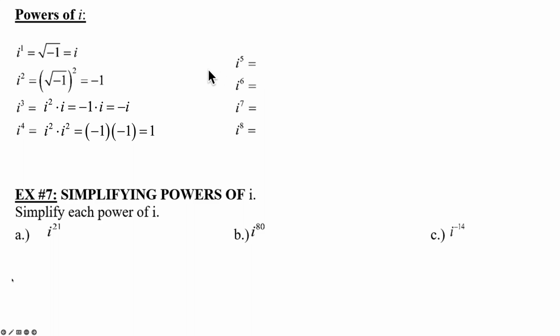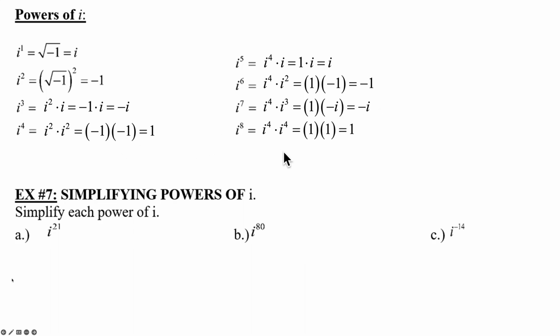i to the fifth. Use what I've used. i to the fourth times i to the first. Wait, i to the fourth was a 1. 1 times i. i to the sixth, i to the fourth times i squared. 1 times negative 1, negative 1. All right, you know where I'm going. i to the seventh, i to the fourth times i to the third. i to the third was negative i times 1, negative i. i to the eighth, okay, i to the fourth times i to the fourth. 1 times 1 is 1. It's the same answers every fourth power.